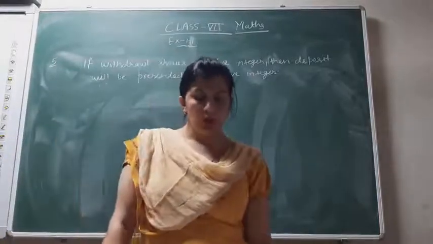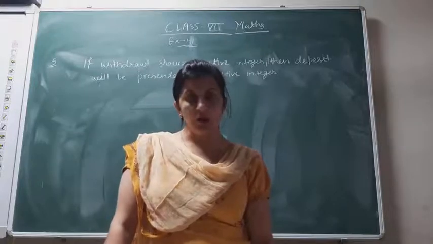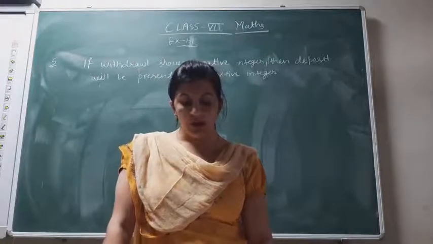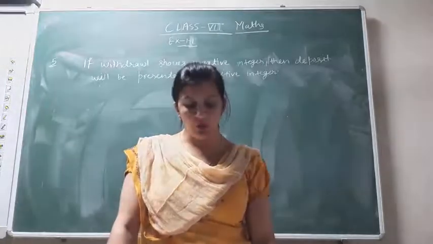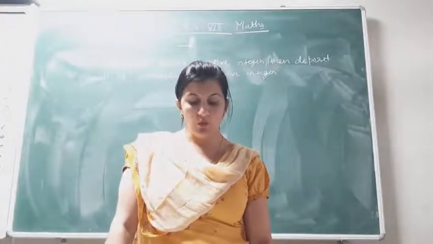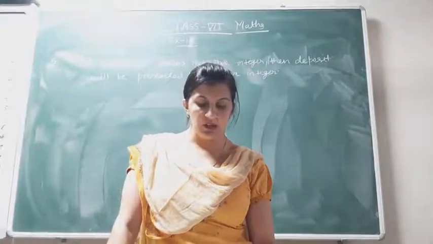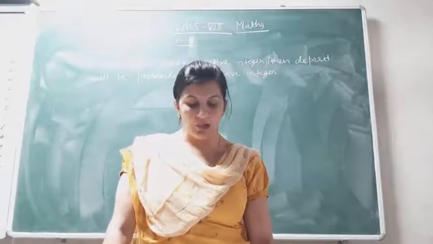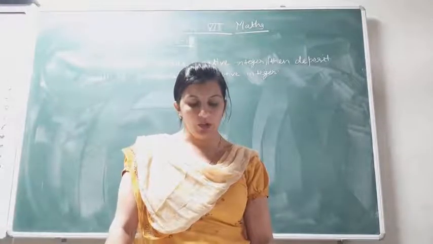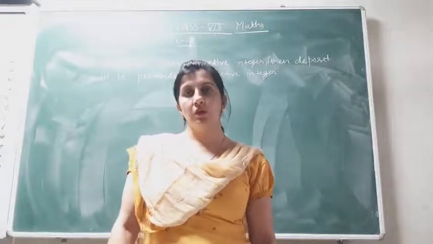Mohan deposits rupees 20,000 in his bank account and withdraws rupees 1,642 from it the next day. If withdrawal of amount from the account is represented by a negative integer, then how will you represent the amount deposited? Find the balance in Mohan's account after the withdrawal.